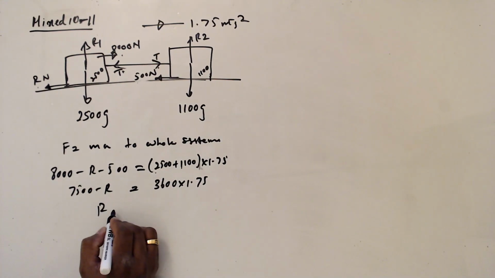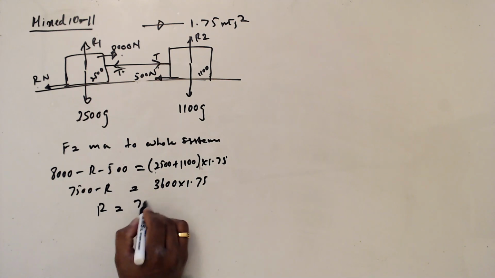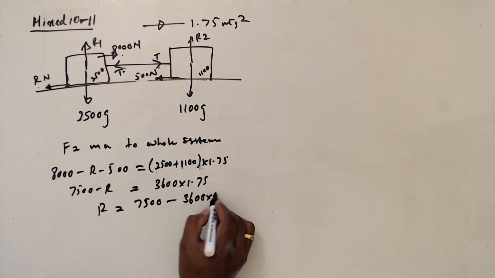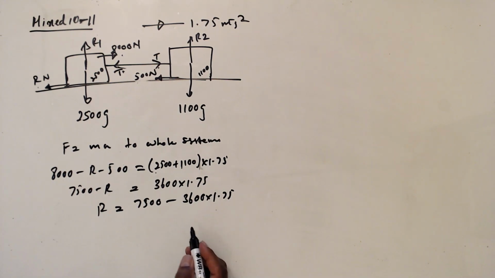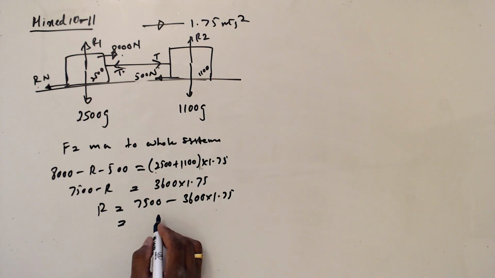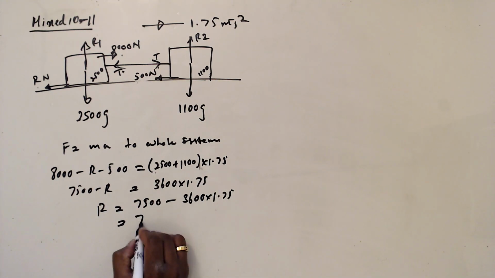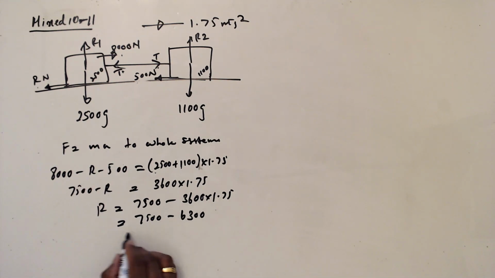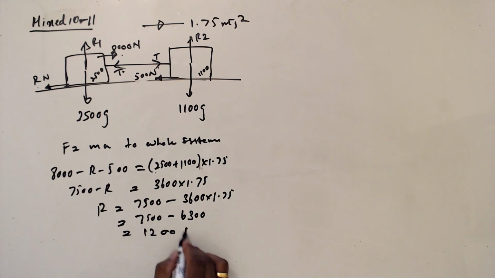So this is 7,500 minus R equals 3,600 times 1.75. So R equals 7,500 minus 3,600 times 1.75. That is 7,500 minus 6,300, which is 1,200 Newton.